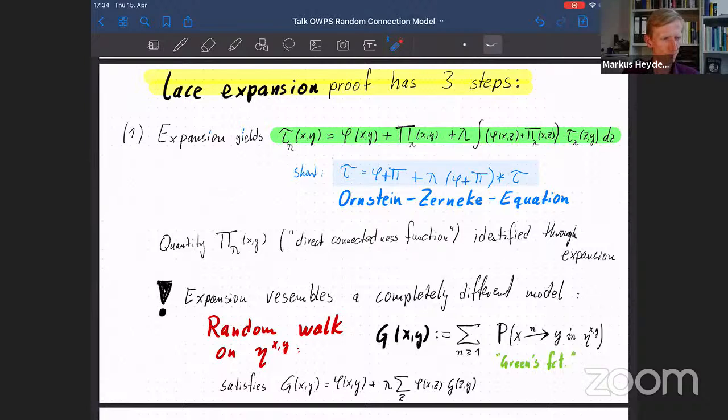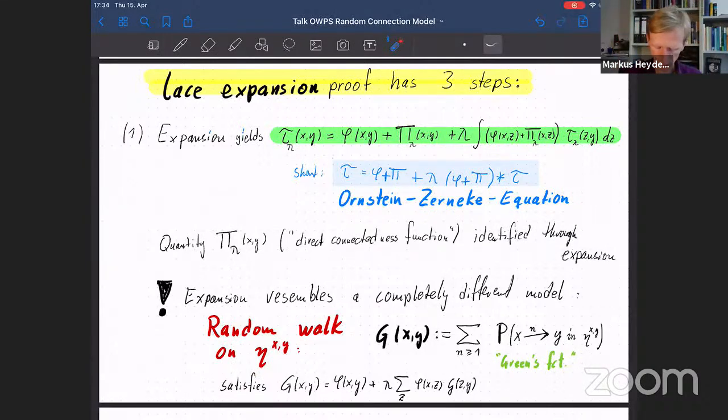And then there's an observation, namely that this expansion resembles a completely different model with a very similar expansion. And that model is a random walk on the augmented Poisson process. So again, eta was a Poisson process and eta^{x,y} was a Poisson process with the added points x and y.